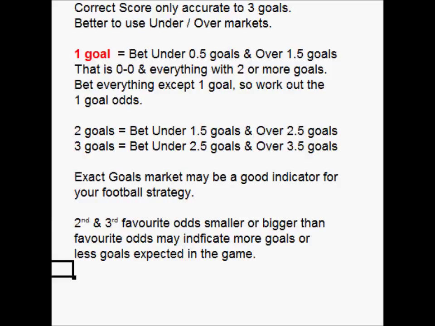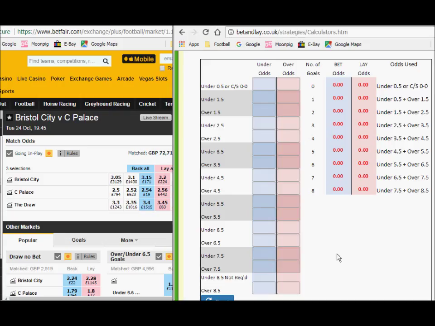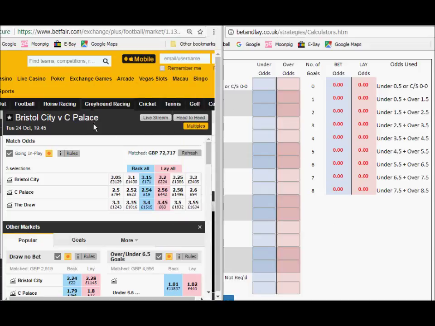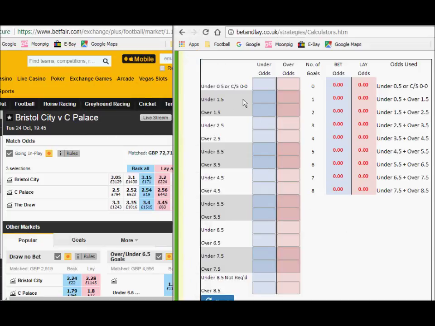So let's go have a look at the online calculator. Now, I've minimised 2 internet windows here so that I've got the calculator on one side and Betfair on the other. Down the left hand side of the calculator here you can see the under and over goals markets labelled up. So we'll just go into those and input bet and lay odds, and against this list of number of goals here we can get some odds worked out for exact goals.